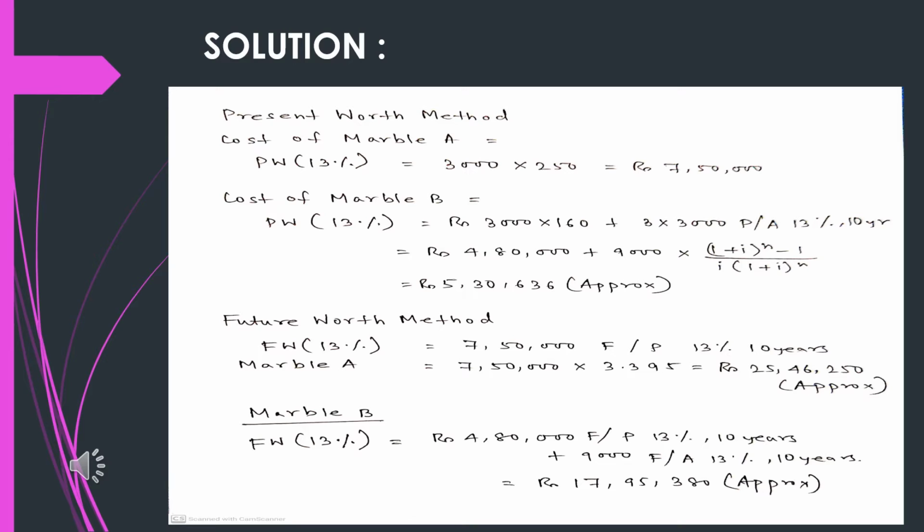As you can see, the values change from present worth to future worth, from 5,30,000 to 17,95,000. But the decision taken by the organization, if we calculate the sum correctly, does not change. So keep an eye open, and to cross-check your answer, if you have extra time in your examination hall, you can try to solve it in two different methods to see whether your answer is correct or not.